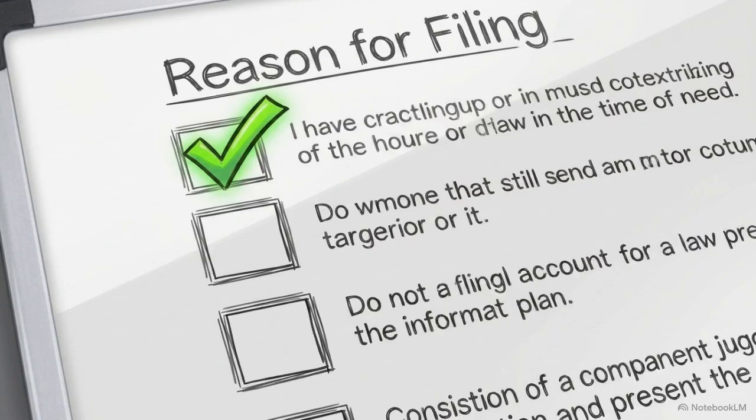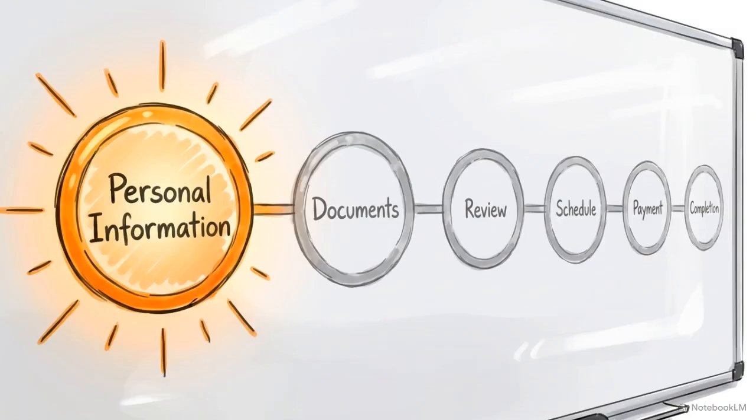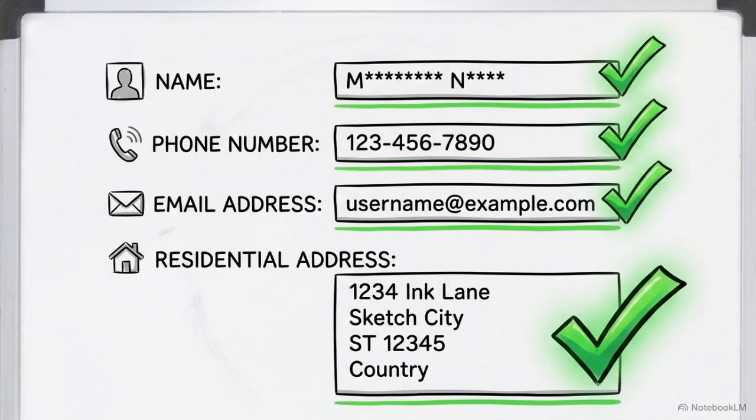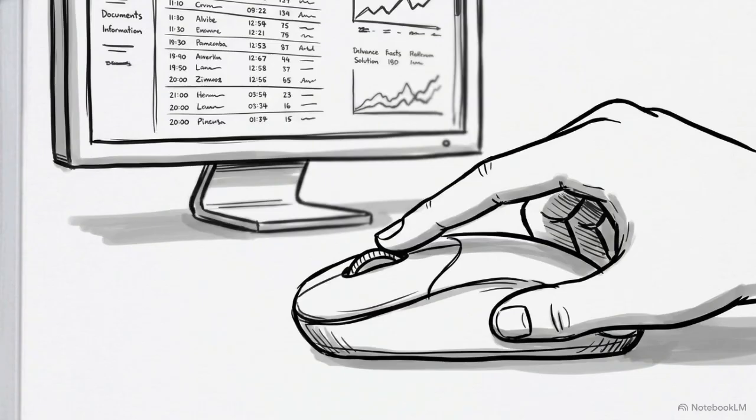When the system prompts you for a reason for filing, simply check the box corresponding to your income bracket and proceed. The portal breaks your return into distinct schedules. Open the first one, Personal Information, and review the page to confirm that your mobile number, email, and home address are perfectly accurate. Scroll down to verify your listed bank accounts.